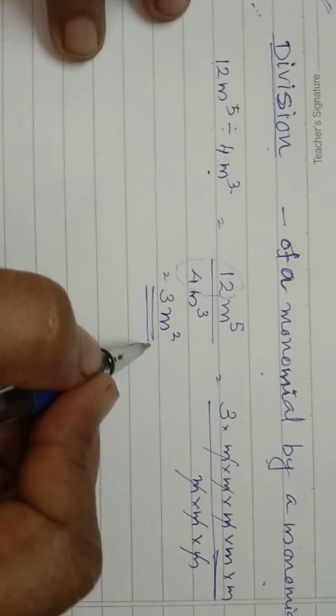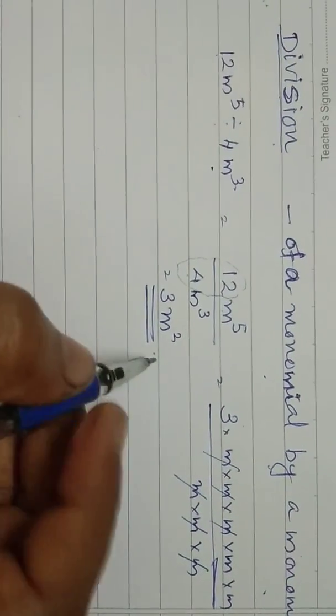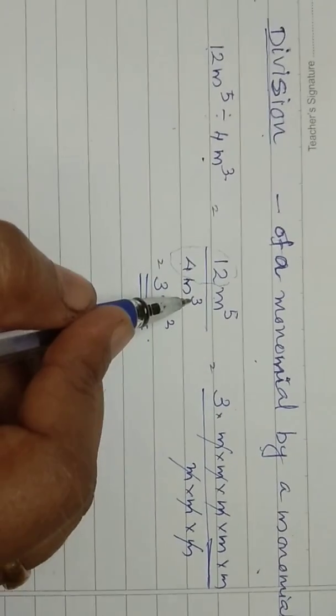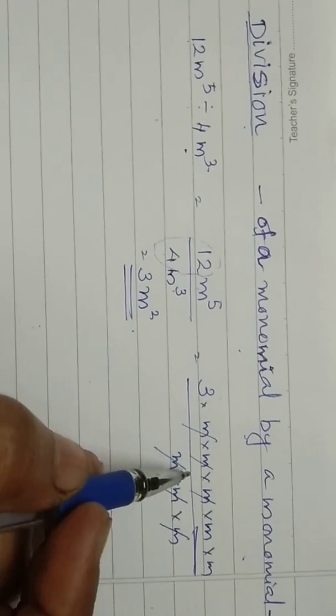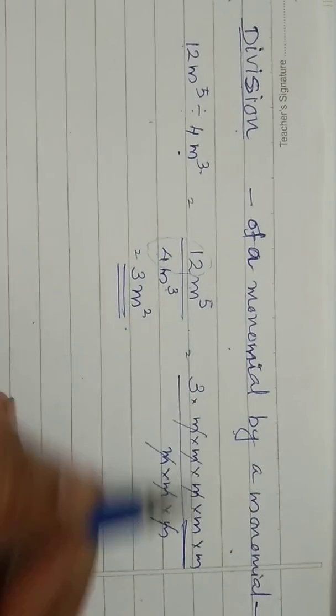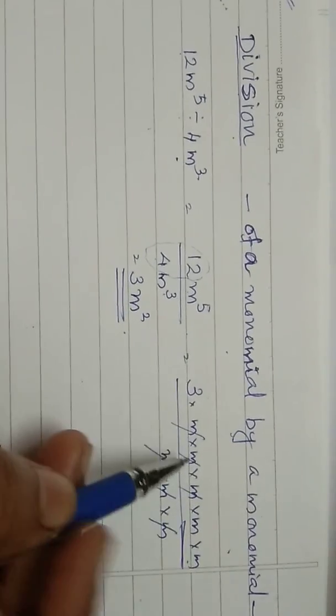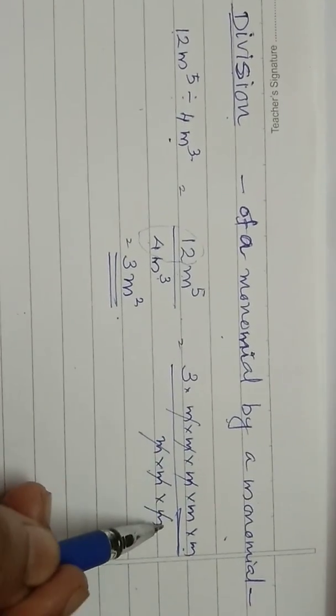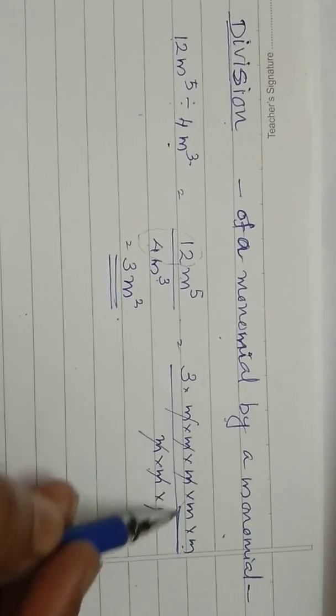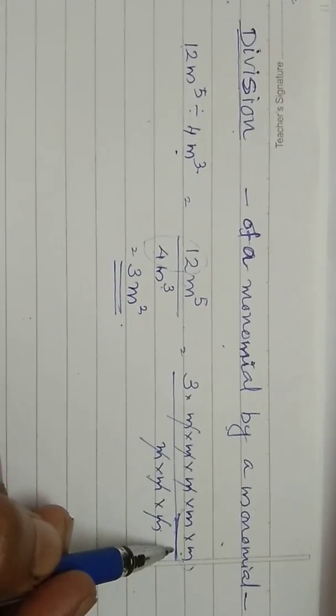This is the way of dividing a monomial by a monomial. Write each term in the expanded form, and then cancel the terms that are common, and then we get the remaining term as the answer. That is the way, one method.